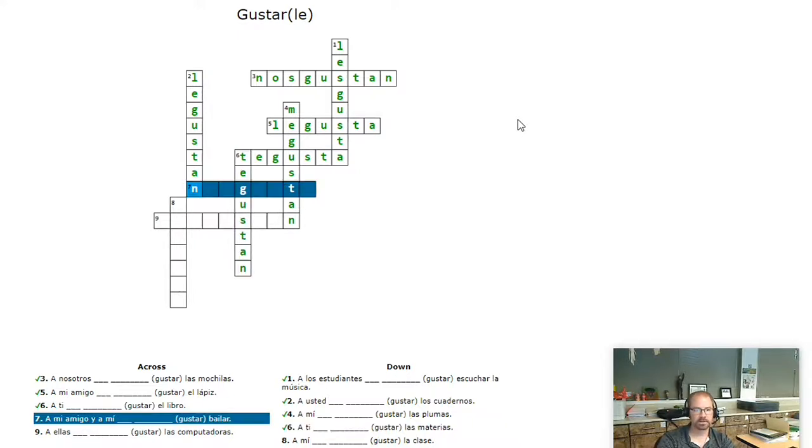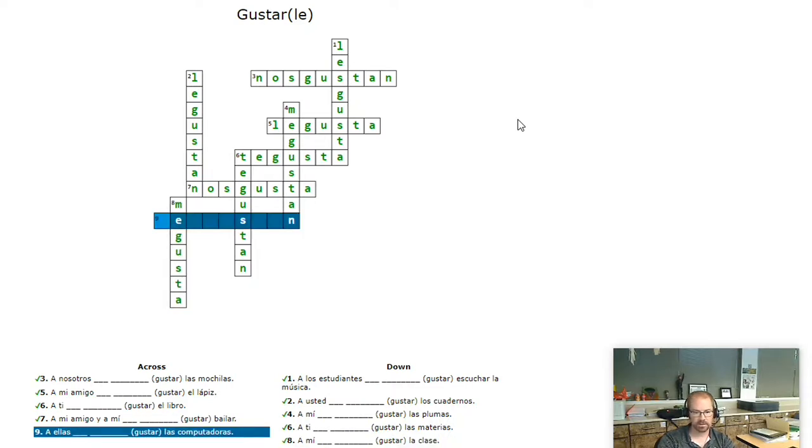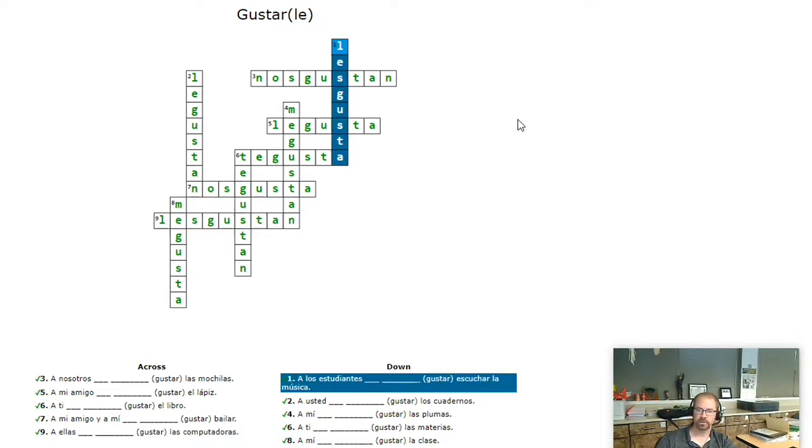You like the subjects. Siete, a mi amigo y a mí nos gusta bailar. We like to dance. Ocho, a mí me gusta la clase. And finally, número nueve, a ellas les gustan las computadoras.